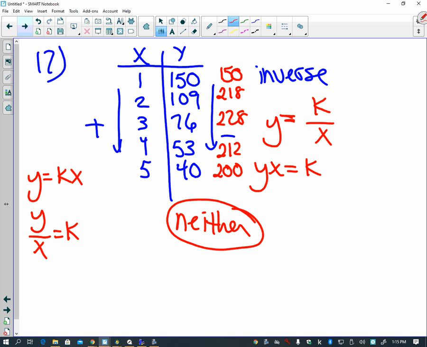Now, if all of these had come out to say 200, we would have said, yes, that's an inverse variation. But it wouldn't be enough to say it's an inverse variation. Your work would have to show me what the constant is. So we're going to say neither, no constant. And we've proved it. And that shouldn't be a terribly hard thing to prove. We're just multiplying two numbers 3 or 4 times.